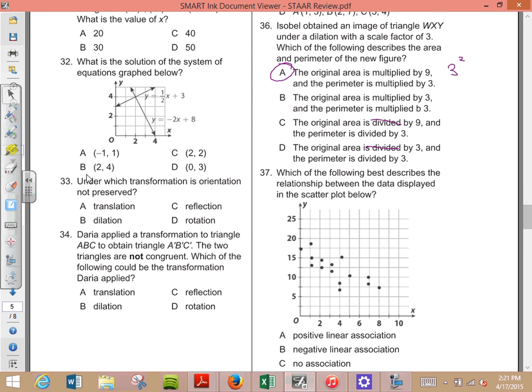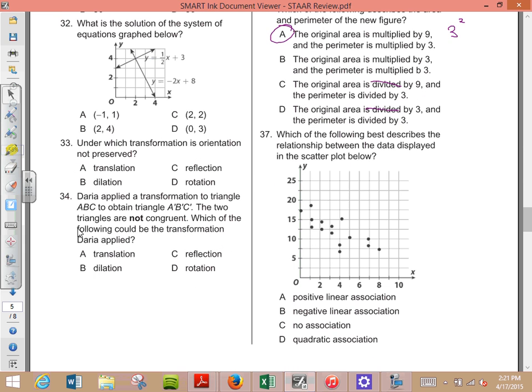The next one, which of the following best describes the relationship between the data displayed in the scatter plot? Well, the first thing you need to do is find the points and draw a line through the middle. That's still not quite right. That's more like it. Numbers at the top and numbers at the bottom. Somebody said, I don't see any association. Well, without drawing the line, you can't see it. You have to draw the line, and now that you draw the line, you can tell that it's a negative association. It is not positive because it's not going up, right?